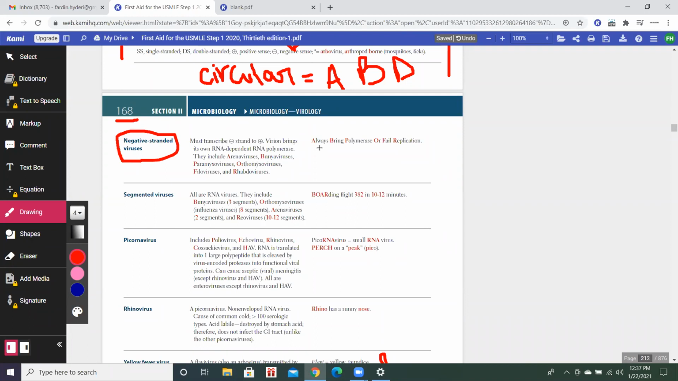Okay, so you do not need to memorize this mnemonic, so don't worry about it. Just remember that negative strand viruses must transcribe negative strand to positive strand first. So they need their own RNA-dependent RNA polymerases. These viruses will cause infections for sure, but their infection time will be longer because they need to transcribe from the negative to positive first, and then the positive will multiply. Are we clear about this? Yes or no?